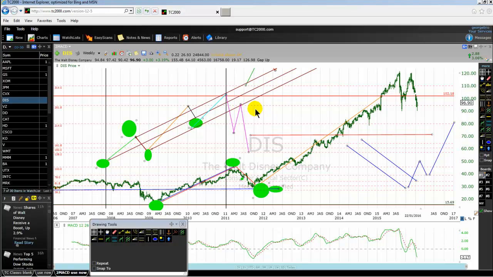Now, I need to clarify this again. If the price comes out of the Pitchfork tool, it means that the price has a high chance to consolidate or to reverse. Don't forget that, because it's so important. It doesn't mean that when the price is out of the Pitchfork tool, it means straight away reversal. Doesn't mean that. It means possibility for consolidation and possibility for reversal. I said it, so don't forget it, okay?